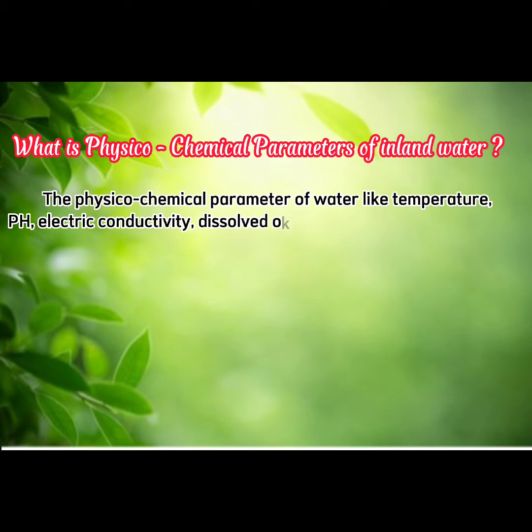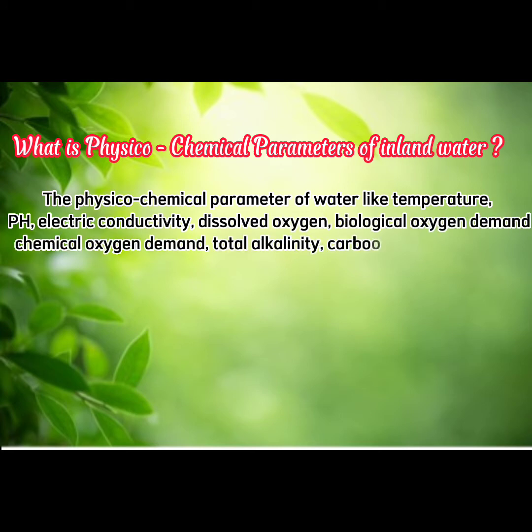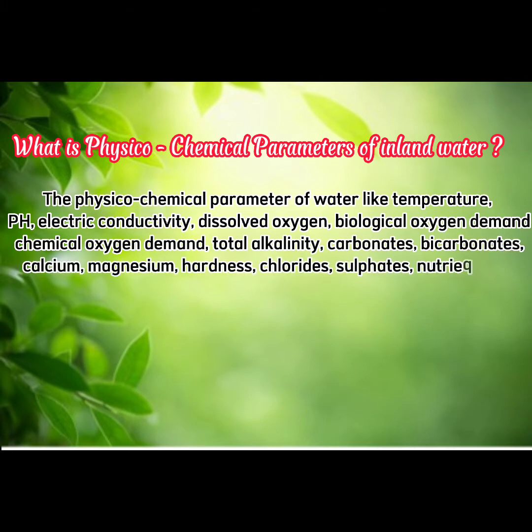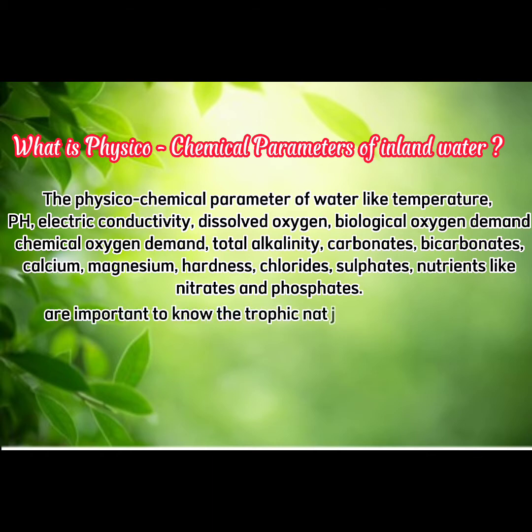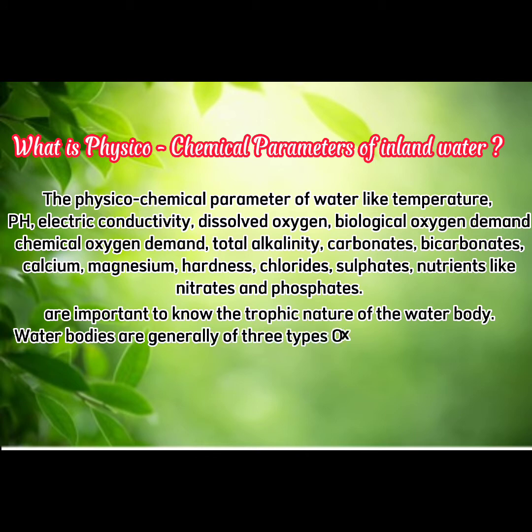The physico-chemical parameters of water, like temperature, pH, electric conductivity, dissolved oxygen, biological oxygen demand, chemical oxygen demand, total alkalinity, carbonates, bicarbonates, calcium, magnesium, hardness, chlorides, sulfate, and nutrients like nitrates and phosphates, are important to know the trophic nature of the water body. Water bodies are generally of three types: oligotrophic, mesotrophic, and eutrophic.